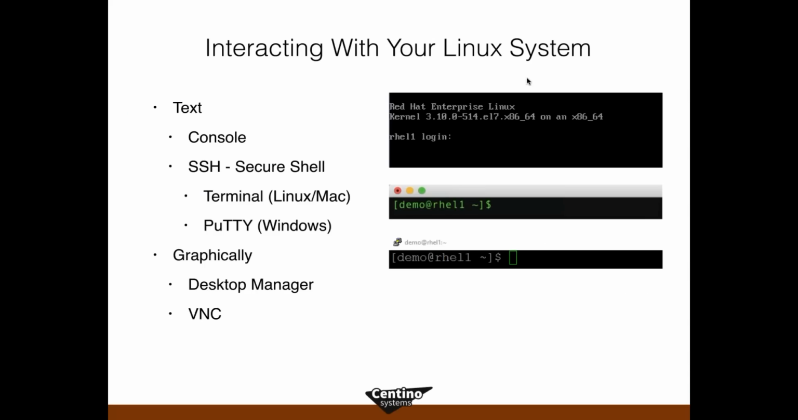So, interacting with your Linux system, there are two primary ways we're going to do it: text, which is literally sitting at the console, or graphically. Text interaction at the console means we literally sit down with keyboard, mouse, screen, maybe not mouse anymore, and also remotely via SSH. The two primary ways with SSH are the terminal, since on Linux and Mac there's a terminal program on each system, and PuTTY, which is the most common client interface to access a Linux system remotely over SSH.